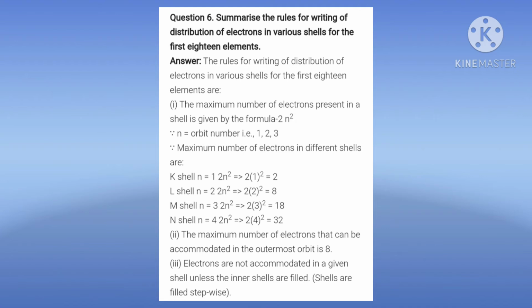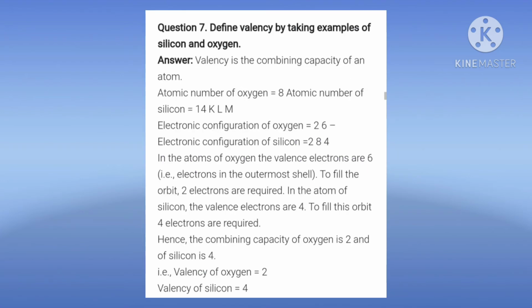Then, electrons are not accommodated in a given shell unless the inner shells are filled. That means the arrangement of the electrons in all the shells should be from inner to outside. First the K shell will be filled, then the L shell, then the M shell, then the N shell. Suppose the number is 10. So that will be 2, 8. First K shell 2, after that 8 remains in the L shell. Is it clear? Next, come to question number 7.